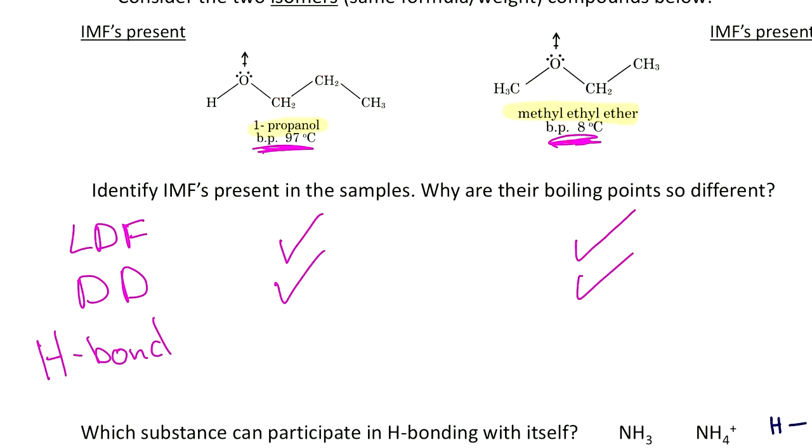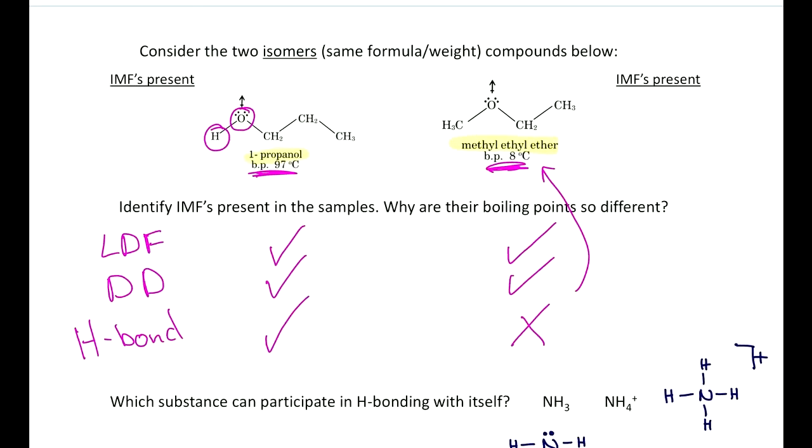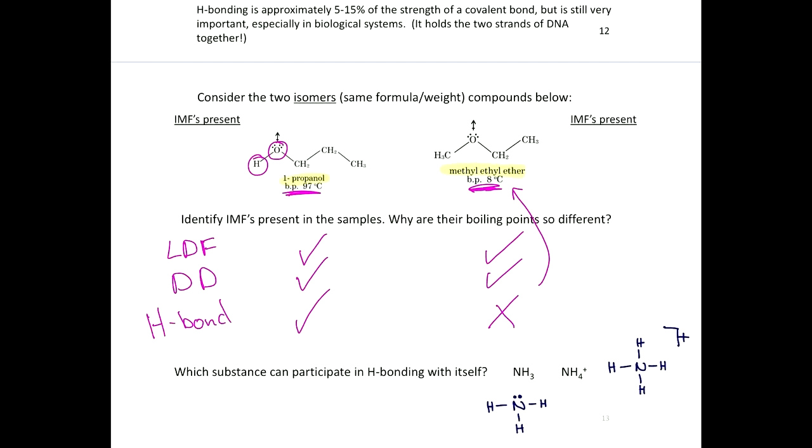Propanol or ether? Propanol, because in propanol there's the electronegative oxygen bonded to hydrogen. You might think, oh, but ether has oxygen, but is that oxygen bonded to any hydrogens? No, it's not. So there are no electropositive hydrogens that can participate in that ether molecule. And this is what explains the low boiling point. Ether only has 2 of the 3 IMFs present.